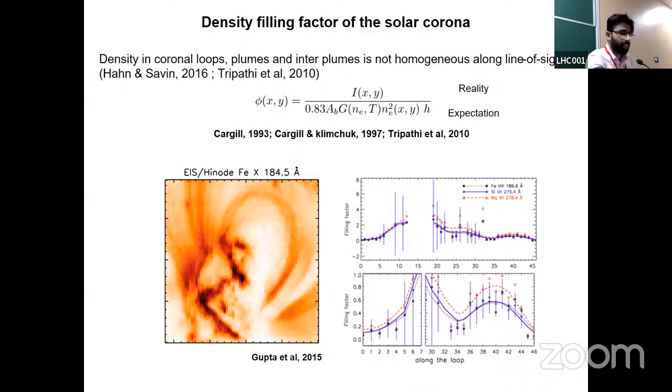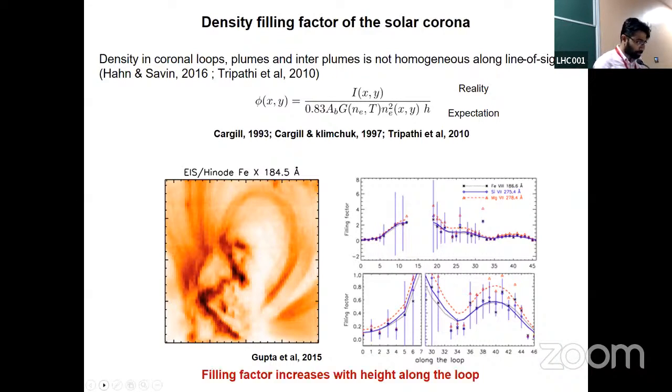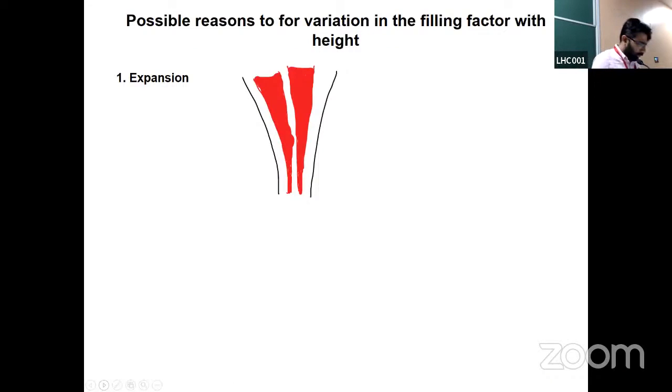There could be several reasons, right? And the most intuitive reason is expansion. Sorry for this, this is a very bad drawing. But anyway, the thing that I want to explain here is that the flux tube expands as it moves up in the solar atmosphere. And if you think of a coronal loop as a bundle of several strands, and these strands are expanding, naturally your filling factor will be more at larger height and less at the foot point.